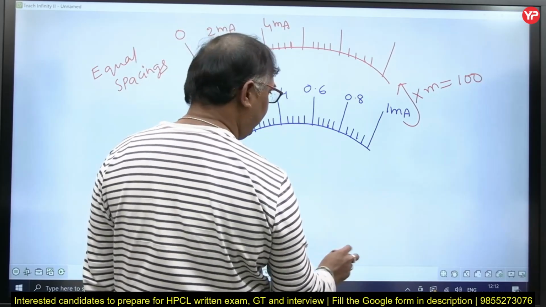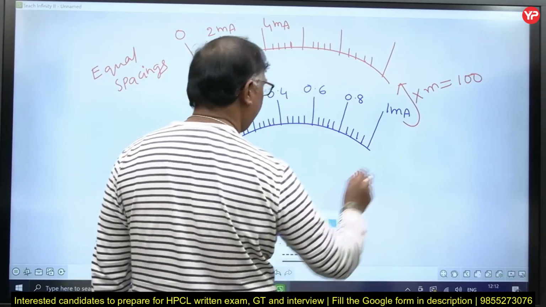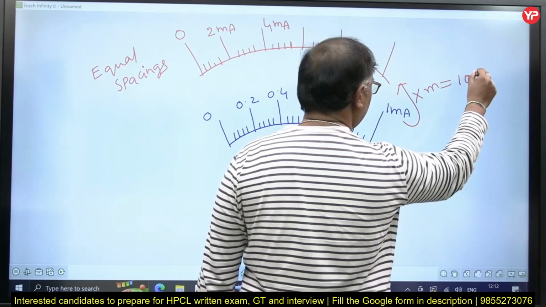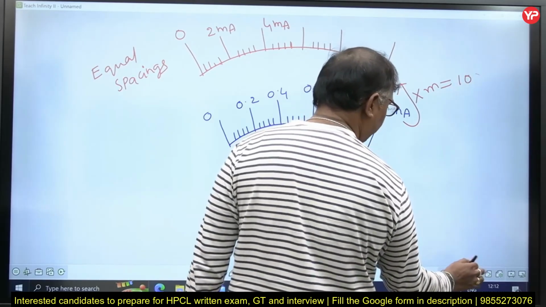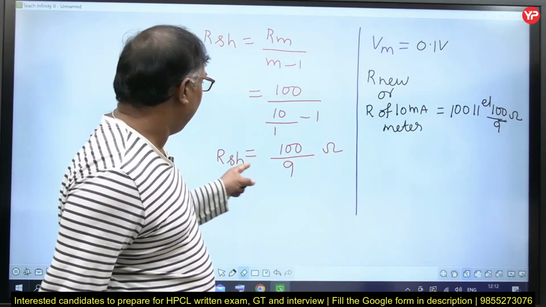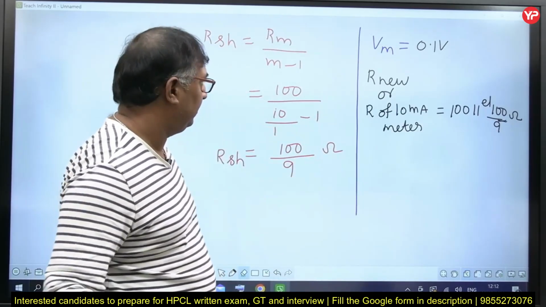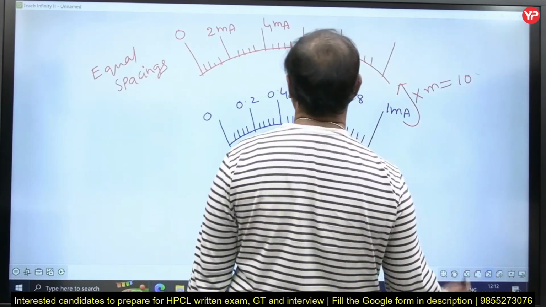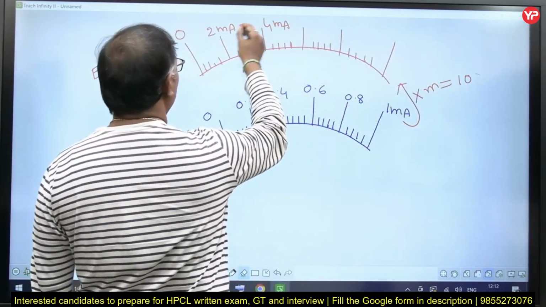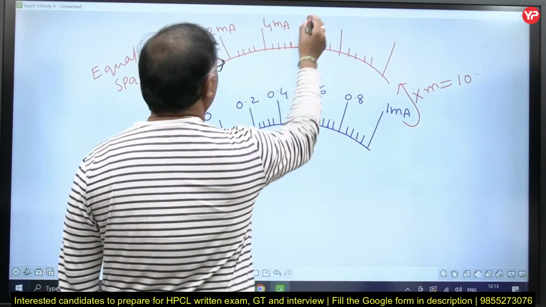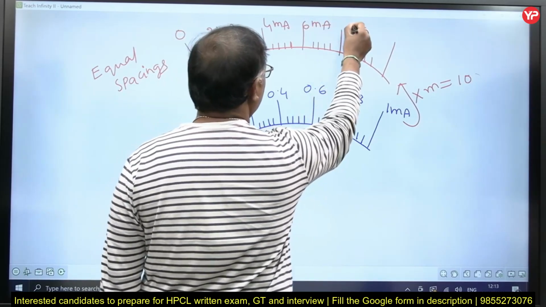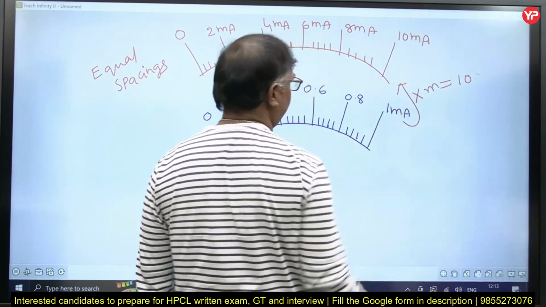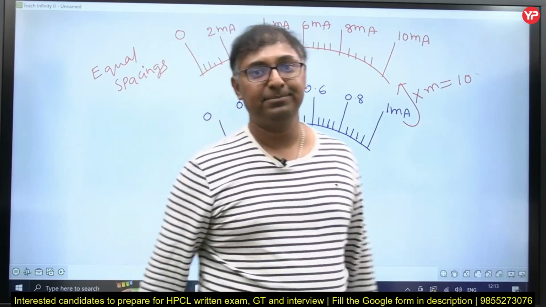I think M is not 100. M is 10, right? Why is M 10? I want to extend to the 10 milliamperes range. M we have clearly written here, sir. M is just 10: 10 milliampere by 1 milliampere, M is 10. It has to be multiplied with 10. So 2 milliamperes, 4 milliamperes, and here 6 milliamperes, 8 milliamperes, and lastly 10 milliamperes. Please note, sir, M is 10, not 100.